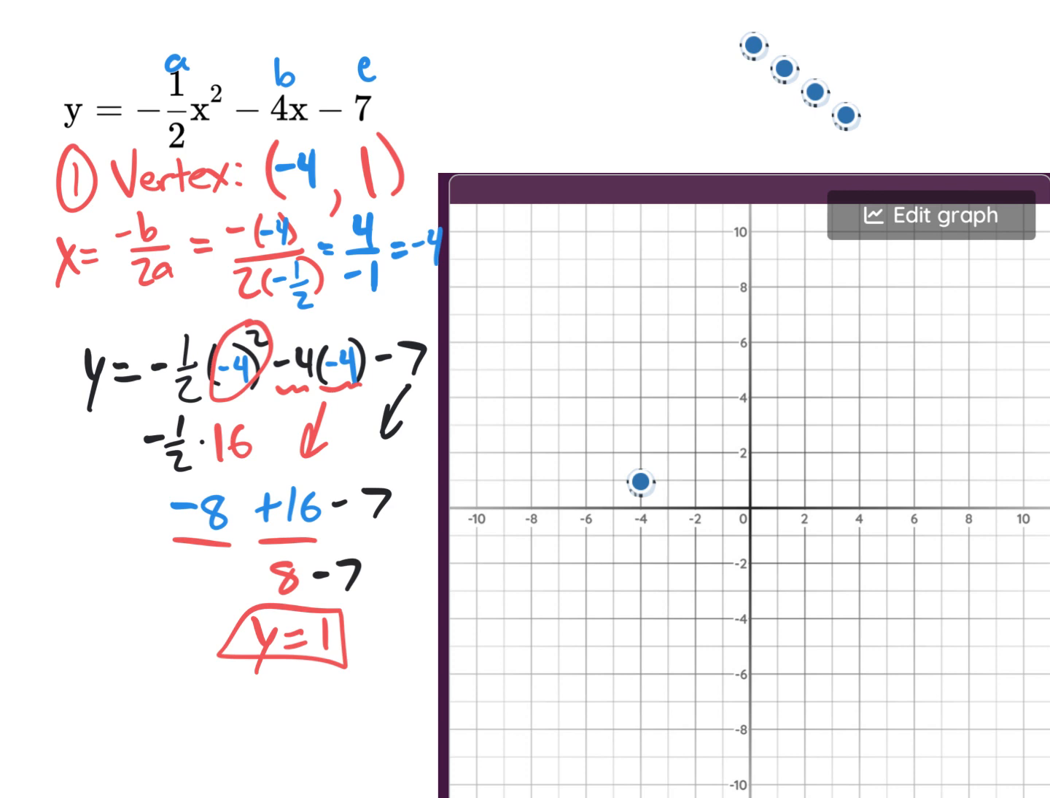So anyway, we need more points. We could use an input-output table, an XY table, and plug in some numbers and pull out some answers. But what I recommend is using the pattern 1, 1, 2, 4, 3, 9. Give me one second. Let me just do this real quick.